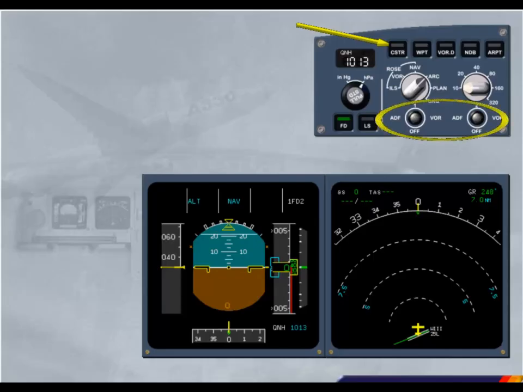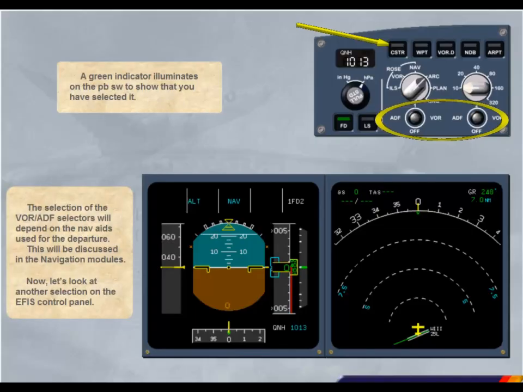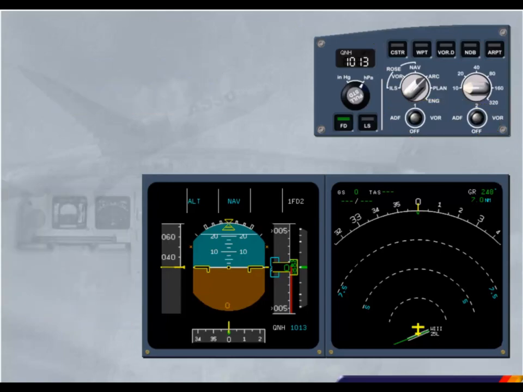The selection of the VOR ADF selectors will depend on the nav aids used for the departure. This will be discussed in the navigation modules. Now, let's look at another selection on the EFIS control panel. An automatic function that occurred as the aircraft was powered up was that the flight directors were switched on.